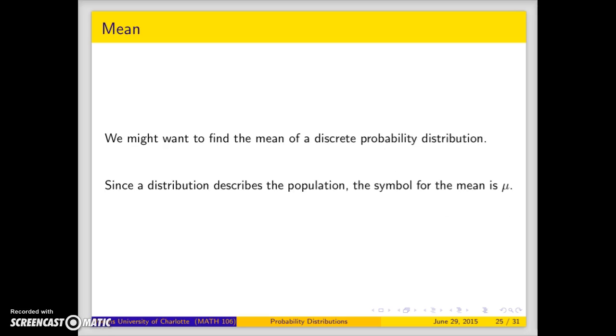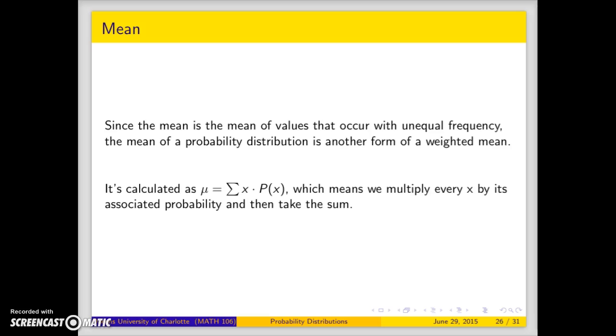All right, so we might want to find the mean of a discrete probability distribution. And the discrete probability distribution describes the population, which we know from the previous lectures. The symbol for the population mean is mu. It's kind of a weighted mean in a way, since not everything occurs with equal frequencies, and it's calculated as the sum of all x's times p of x. So we take every x and multiply it by its probability, and then lastly, you sum all the values.